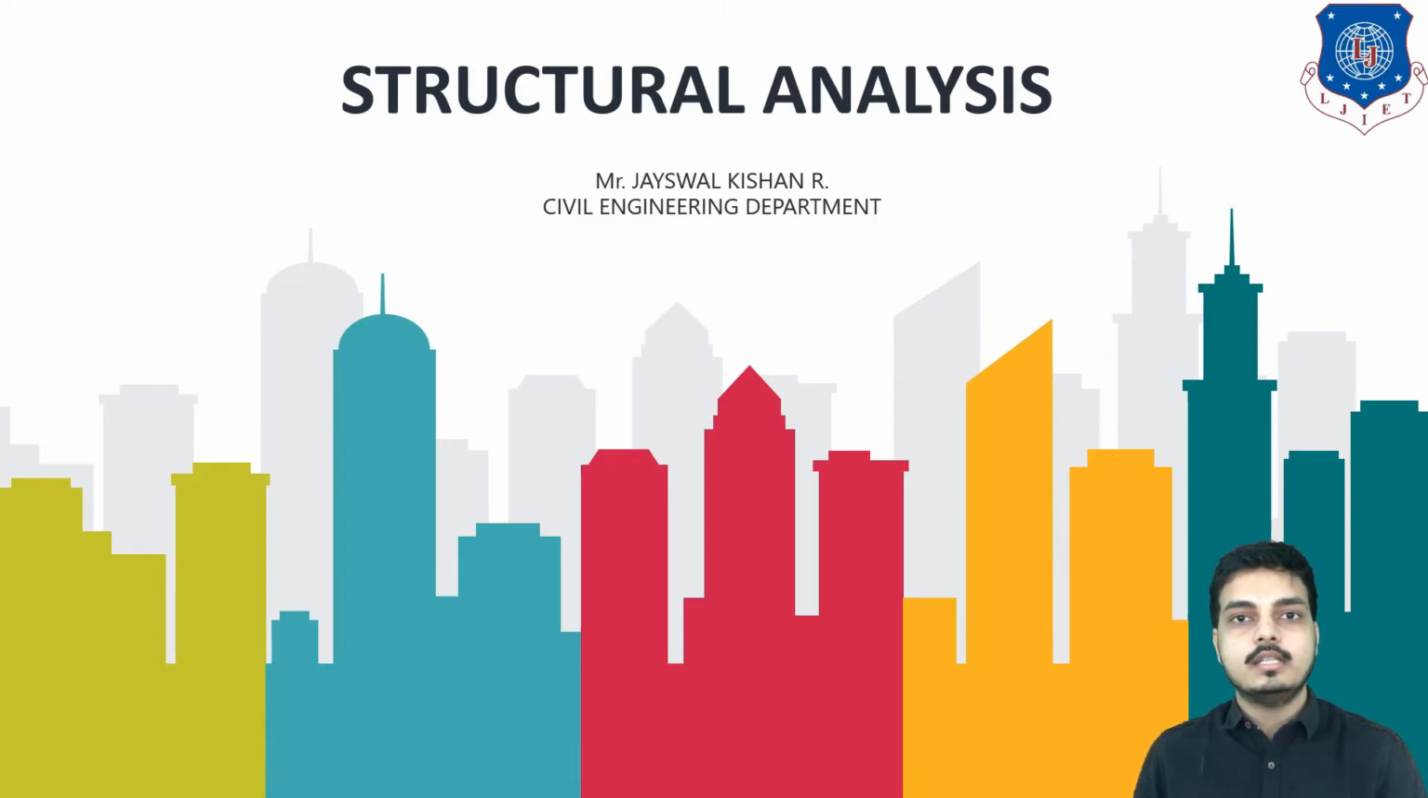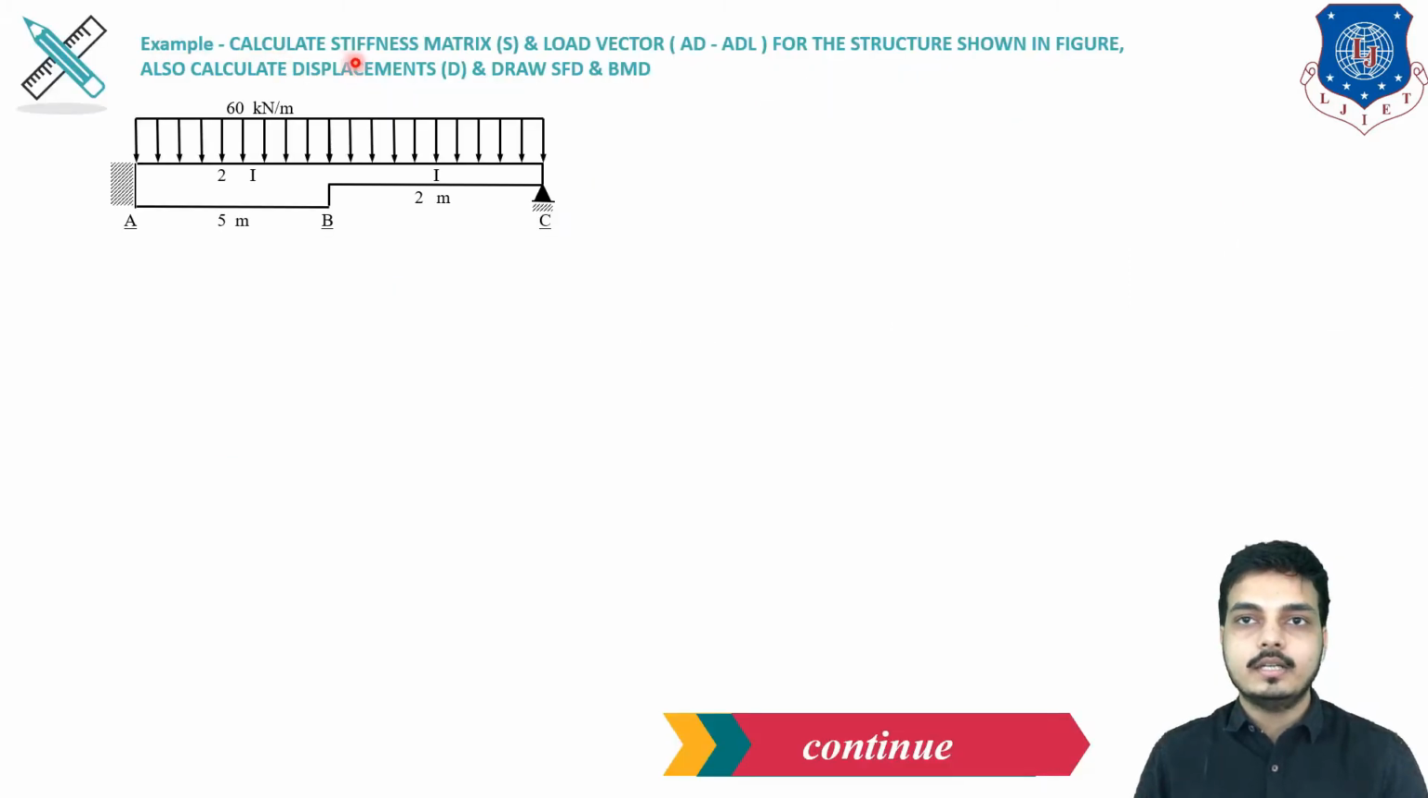So, in today's session number 5 of the stiffness method, we will be learning one more example of a beam. Let's see. Calculate the stiffness matrix S and the load vector AD minus ADL for the structure shown in the figure. Also calculate the displacement D and draw the shear force and bending moment diagrams.